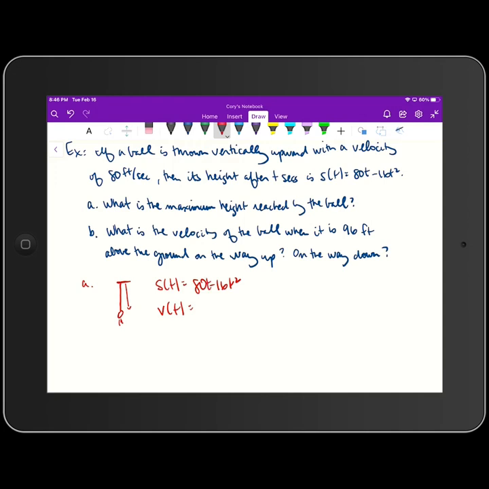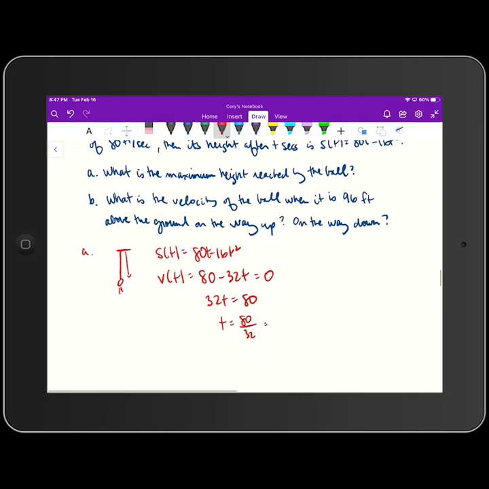Okay, so the velocity function is going to wind up becoming 80 minus 32t. And then if we want to calculate when the ball reaches its maximum height, that's going to be when the velocity is equal to 0. Okay, so that occurs when 32t is equal to 80, which means t is equal to 80 over 32. And again, 80 and 32 are divisible by 16, so that becomes 5 halves.